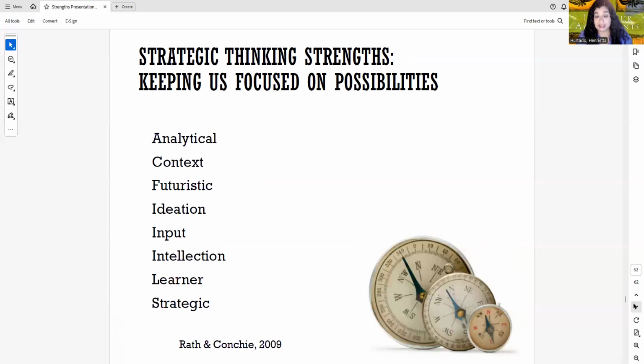Strategic thinking strengths. So, for example, if strategic is one of your signature strengths, then definitely that particular strength is under the strategic thinking domain of leadership strength. Analytical is under strategic thinking, context, futuristic, those with ideation, input, intellection, learner. A lot of my strengths, or most of my strengths, are actually under the strategic thinking strengths.